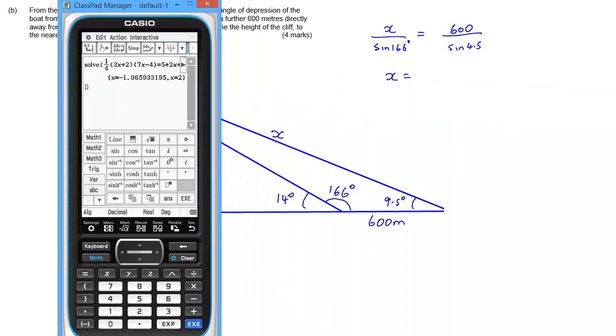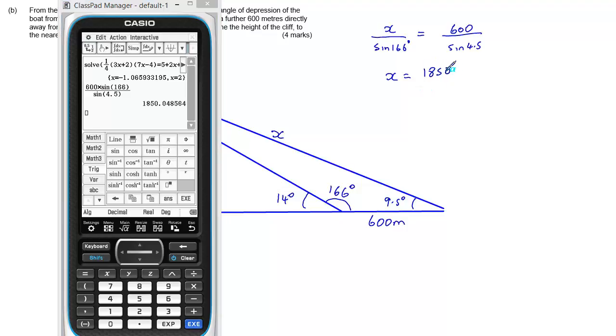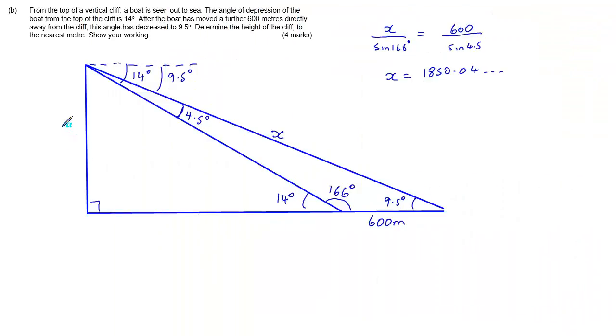So x is going to be 600 times sine of 166 over the sine of 4.5, and I'm still in degrees, so that's all okay. And so that gives me 1850.04, and so on.